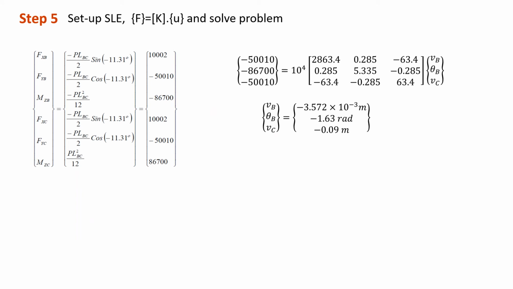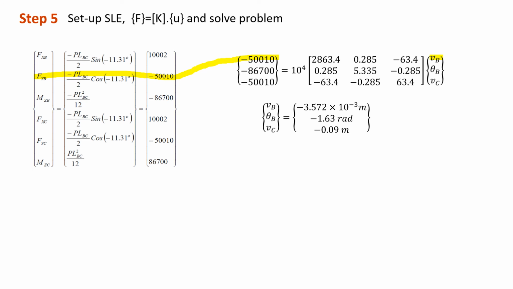Once we have solved the equivalent global forces and moments, only then can we set up our system of linear equations as shown in this slide. For the first unknown, which is VB, which is related to the vertical force at node B, we have to refer to the node B vertical force, which is FYB. And the value here is negative 50,010. So that's why we replace this value into this equation.